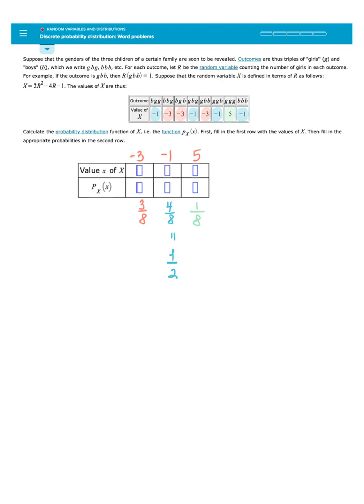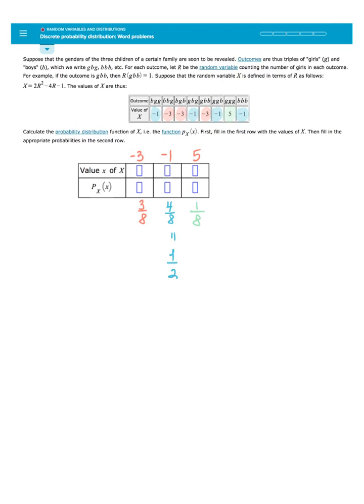For each outcome, let R be the random variable counting the number of girls in each outcome. So R is concerned with the number of girls. For example, if the outcome is GBB, then R of GBB is 1 because there's only one girl in this particular arrangement of genders.